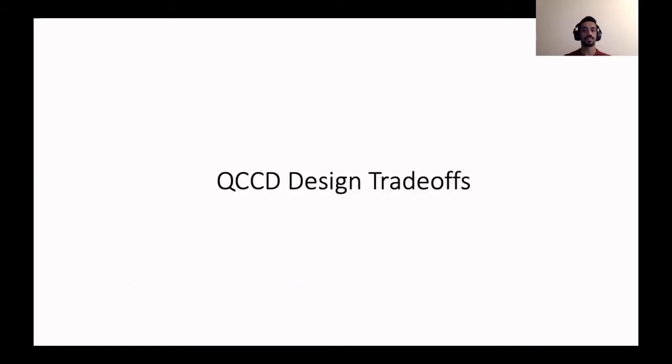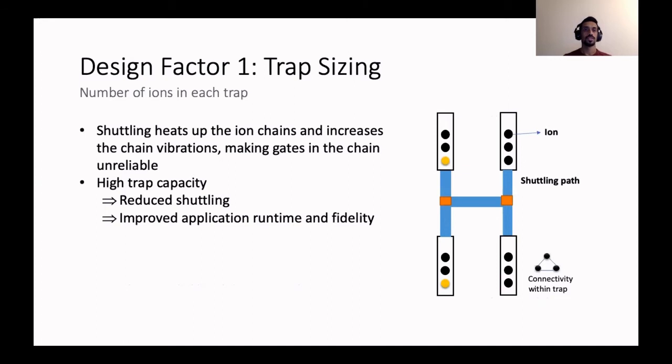So now let's look at some of the design trade-offs in these systems. So the first design factor is trap sizing. That is, how many ions should I put in each trap? So let's first look at the advantages of having high capacity. In these systems, it is known that shuttling is a time-consuming and error-prone operation. Shuttling heats up the ion chains, and it also increases the vibrations in these ion chains, which makes the gates harder to perform and makes the gates unreliable. So if you have high trap capacity, we can reduce the amount of shuttling required, and this can improve the application's performance as well as fidelity.